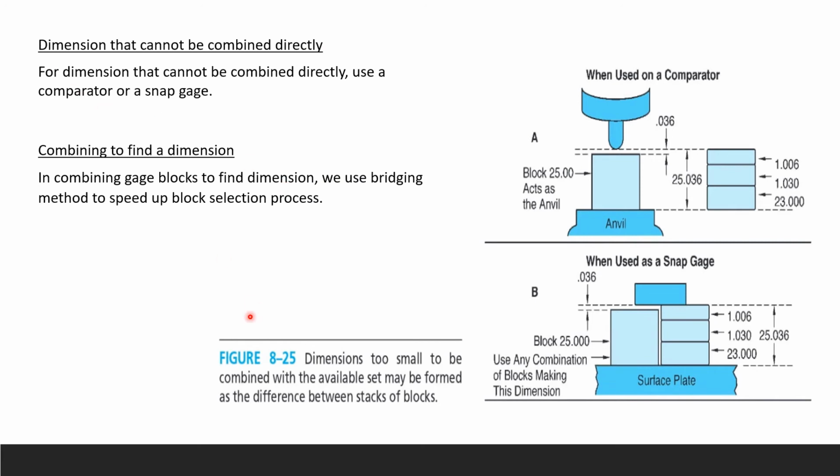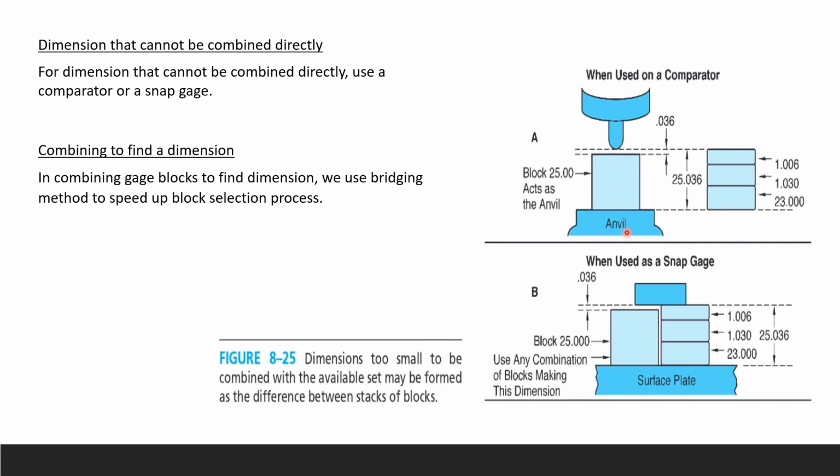Okay, this is just for you to know. We don't have a comparator or snap gauge in our lab, so we can't do this. If you are able to read this and know it, that should be fine for this class. So for a dimension that cannot be combined directly, we're going to use something called a comparator, which you have already seen in the previous slide, or a snap gauge.